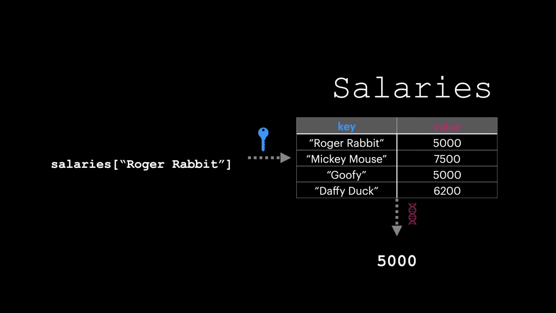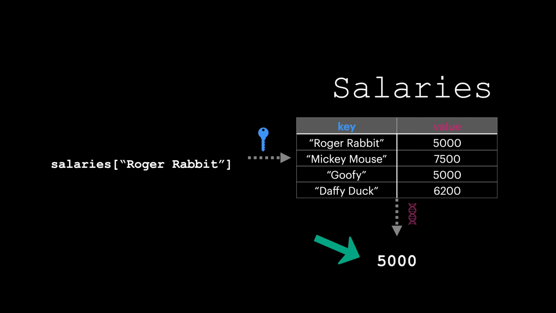Let's consider a simple example. Suppose I want to know an employee's salary. I might have stored salary information of all employees in a Python dictionary called salaries. Suppose I want to know Roger Rabbit's salary. By providing the name, the key, I can retrieve the salary, the value.